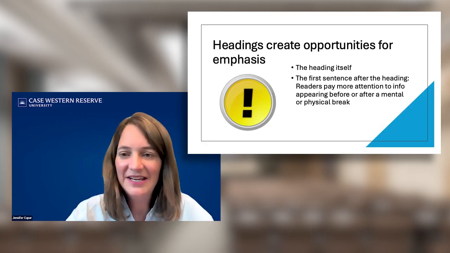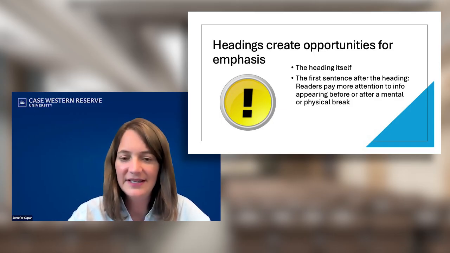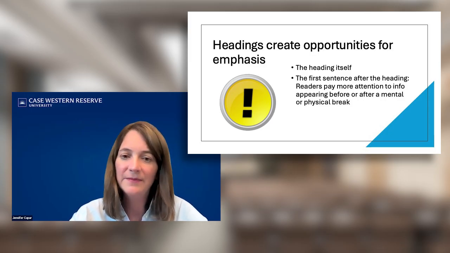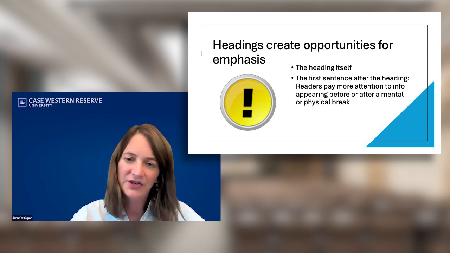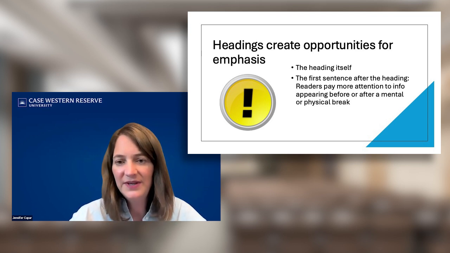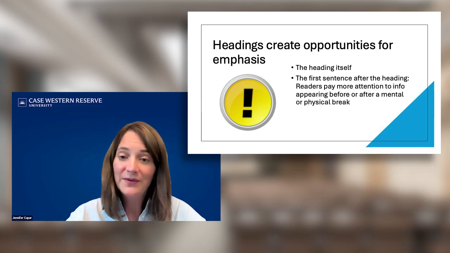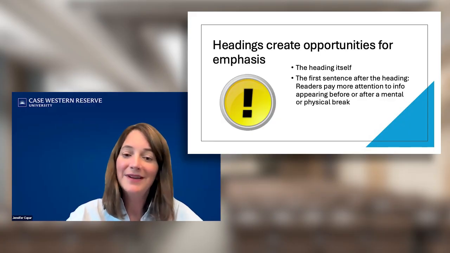One of the reasons that headings are so incredibly helpful is that they create opportunities for emphasis. The heading itself is a point of emphasis. You're going to use some typography to make that heading stand out, whether it's bold or underlining. It's got white space all around it, so it jumps out at the reader. Also, the first sentence after the heading is a point of emphasis. Readers pay more attention to information that appears right before or after a mental or even physical break.